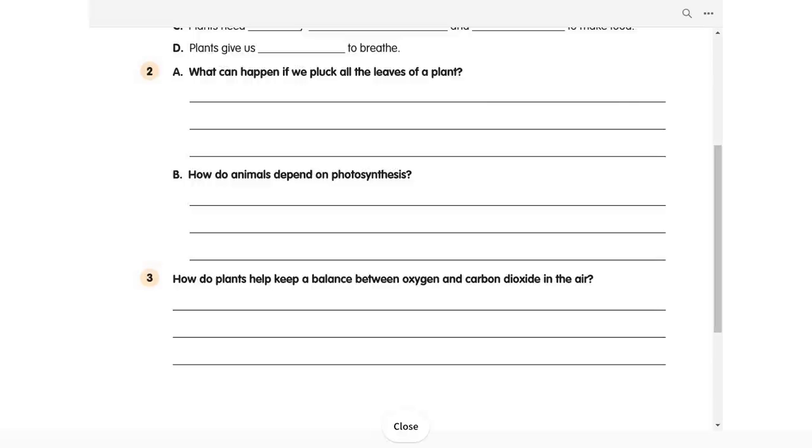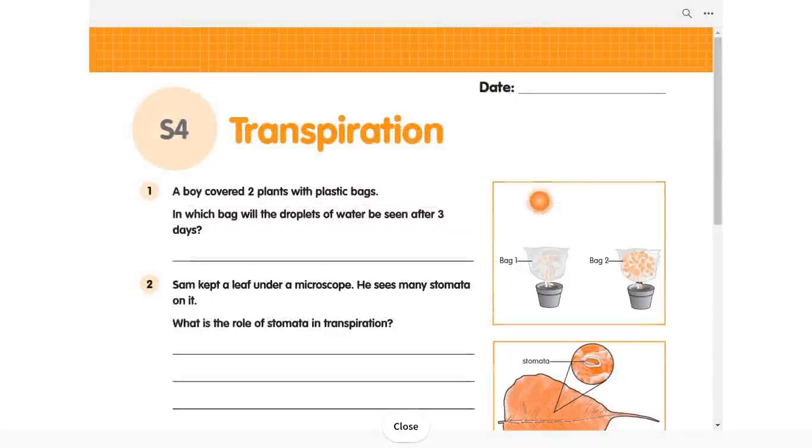Okay. Next, S4. Transpiration. First question. A boy covered 2 plants with plastic bags. In which bag will the droplets of water be seen after 3 days? There is a picture in S4. 2 plants covered with plastic bags. One plant has leaves and another plant has no leaves. In which bag will the droplets of water be seen after 3 days?